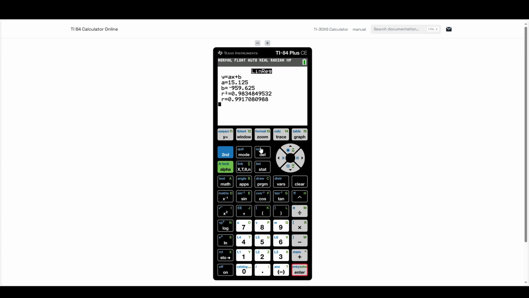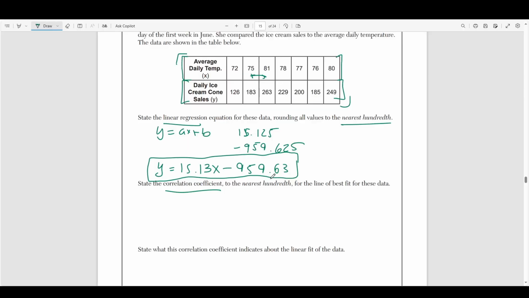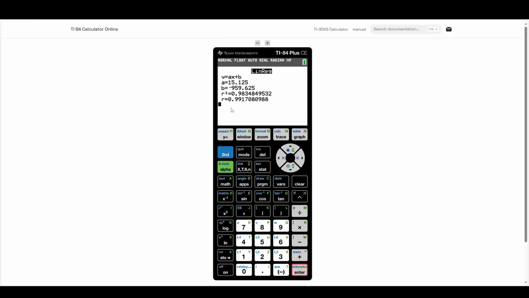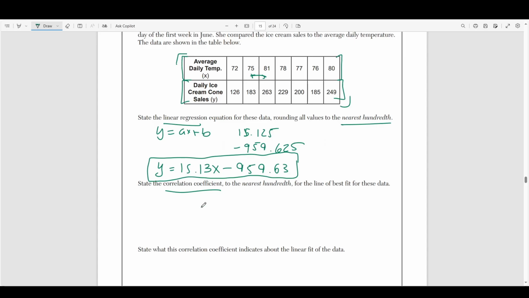And over here, you're going to see that two new values popped up. So you have an r squared and an r. Your r is going to be your correlation coefficient. So all you have to do is just look in your calculator, see where your r is, and put it here. So your correlation coefficient is 0.99. That's it. Round it to the nearest hundredth, and you get full points for that part.